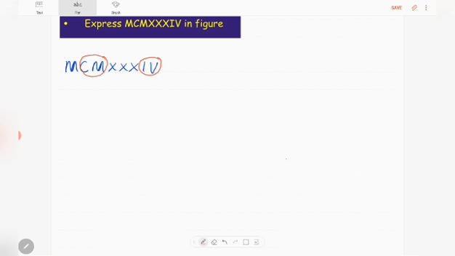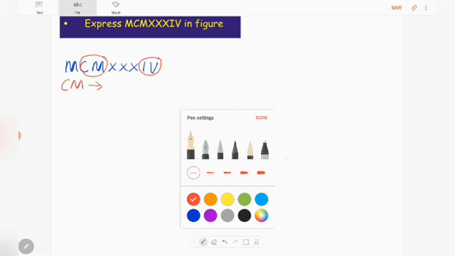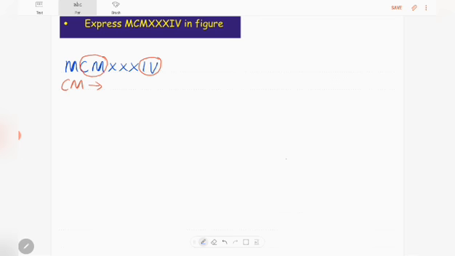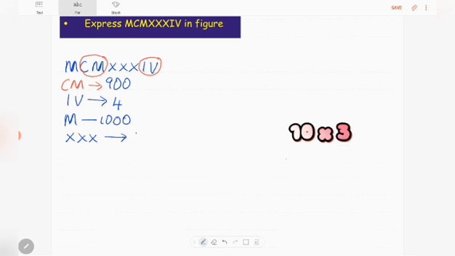Now, CM and IV, which are the points where they did not descend, represent separate numbers. For instance, CM represents 900 and IV represents 4. We have M representing 1000 and XXX standing for 10 in 3 places. This automatically gives us 30.